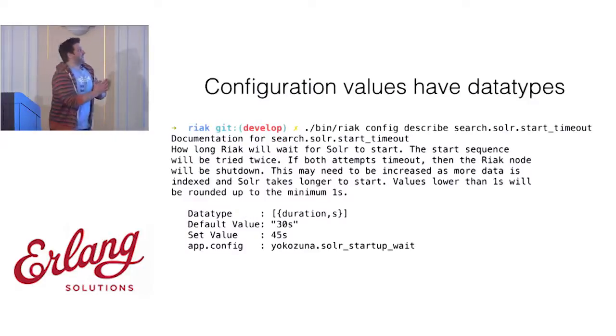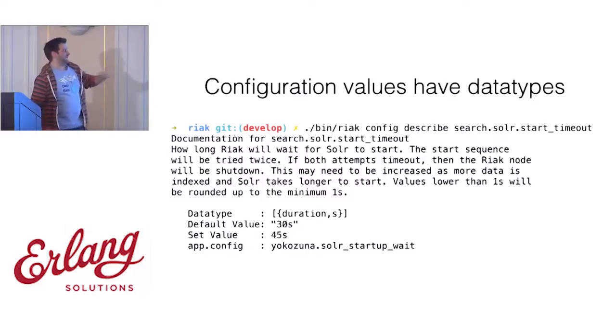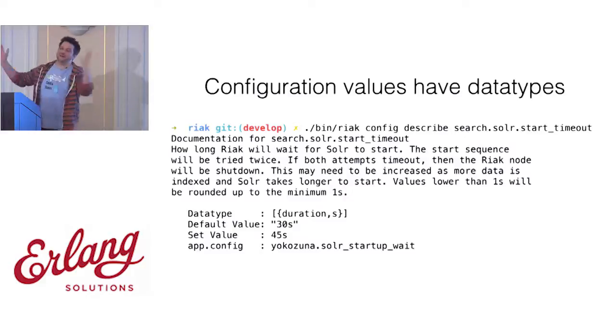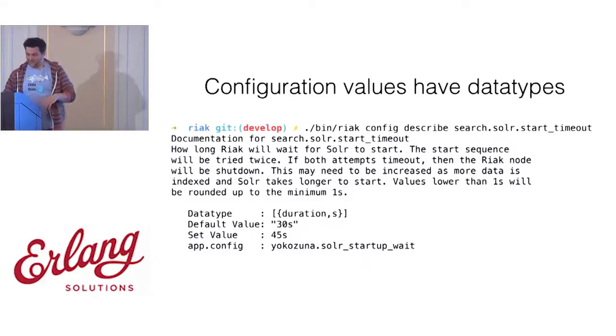So yeah, configuration values have data types. We can actually specify something like the search solr start timeout is a duration in seconds. And you can specify the default value is 30 seconds, but we've set it to 45. You can set that in minutes, hours, days, weeks, fortnights, but nothing bigger than that because everything else is, you know, variable time durations. Try and tell me how many milliseconds is in a year. It's obnoxious. But I don't want users doing math about milliseconds. Now they don't have to.